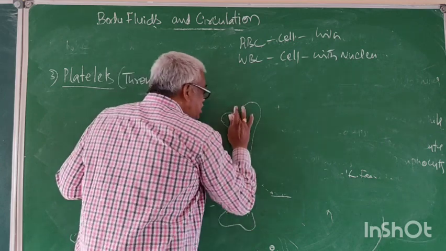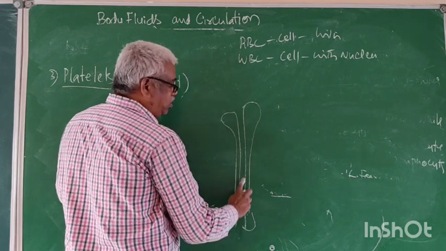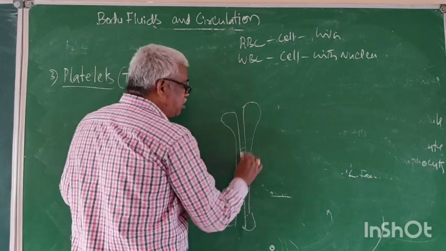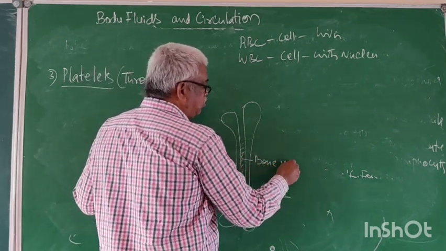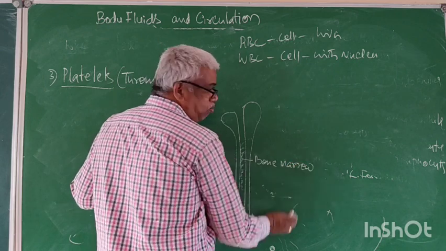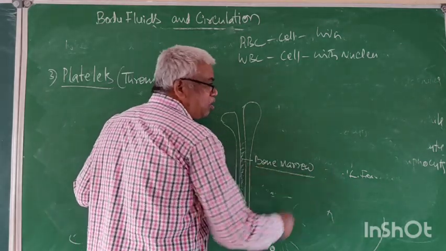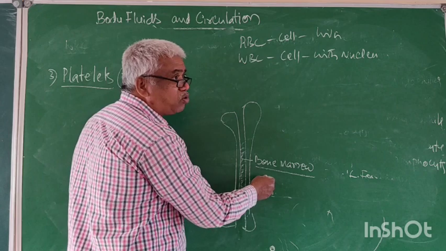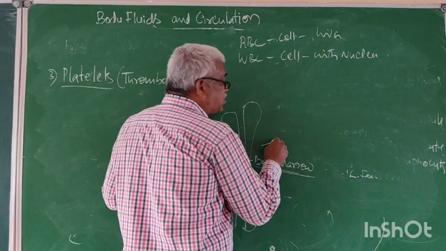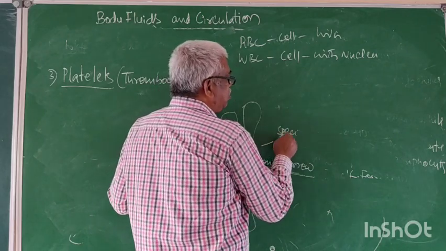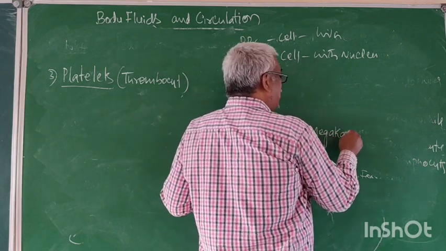Now it is our bone. Centrally there is a cavity. This cavity contains bone marrow. Bone is different from bone marrow. Where is the bone marrow? It is in the cavity of the bone. In this bone marrow there are some specialized cells. That is megakaryocytes.